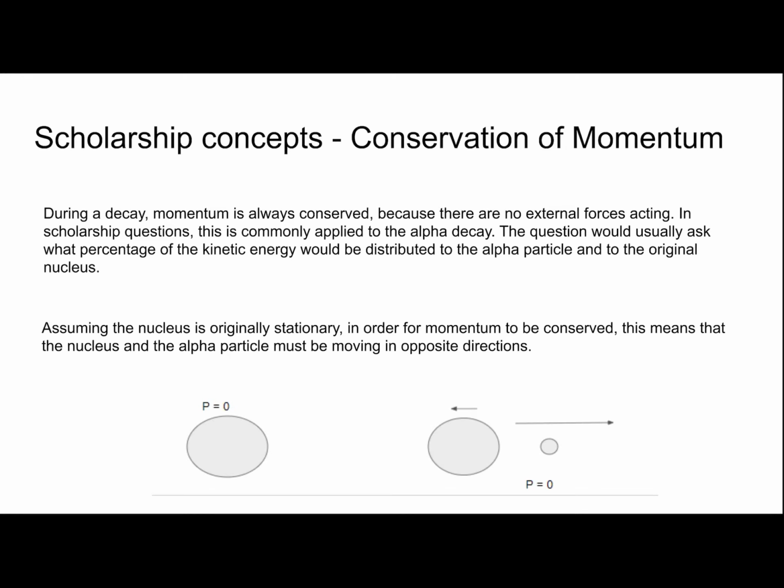In this case, for example, we have our original nucleus, that's our momentum equal to 0. And then after, we're going to have our alpha particle, which is a small dot here. That's going to have a larger velocity because it's lighter, and it's going to be moving in the opposite direction to the nucleus, which has a smaller velocity because it's heavier.